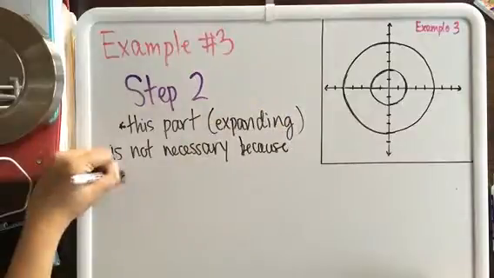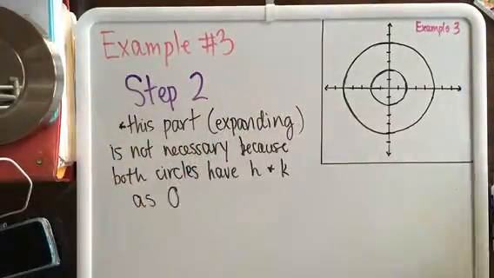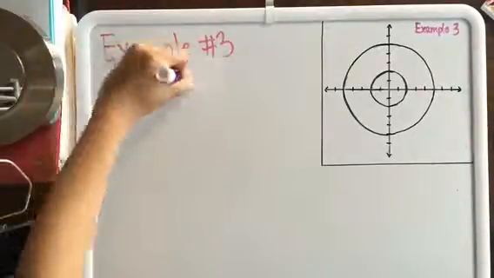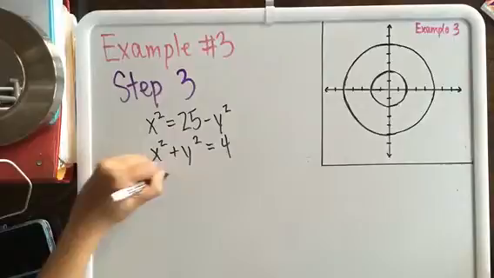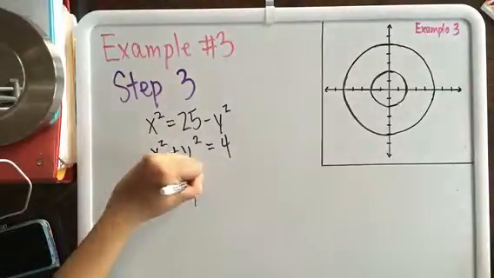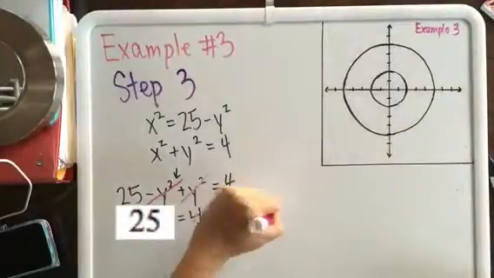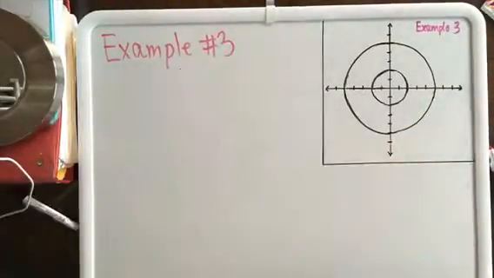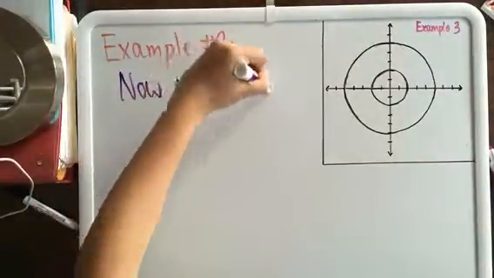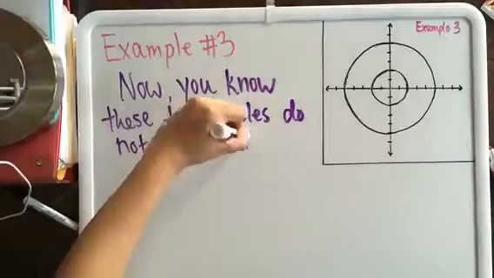First, solve an equation for y. However, by this step, you should be able to see that expanding is not necessary because h and k are both 0. Furthermore, once you put the equation back in that you already substituted, the equation turns out to be 25 equals 4, which is not possible. This means there is no intersection to the system of equations, which means that the circles at no point ever intersect.